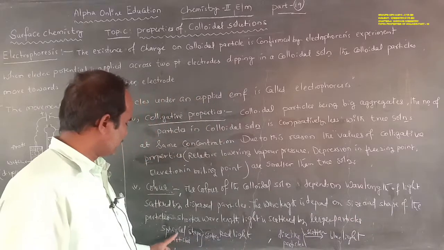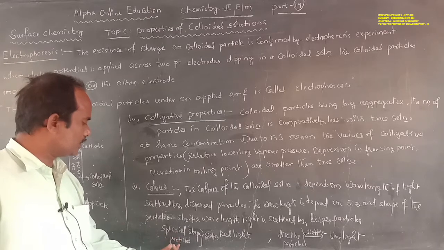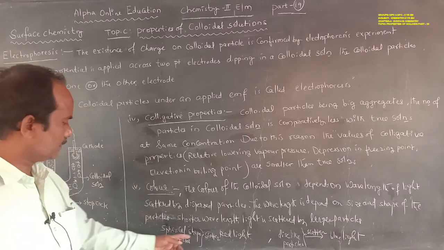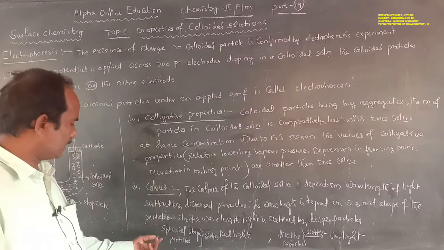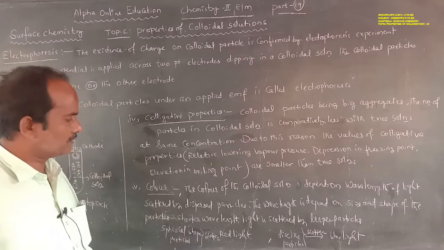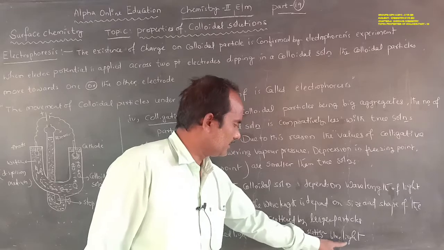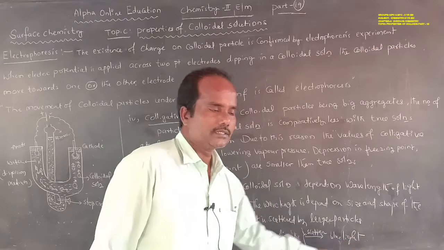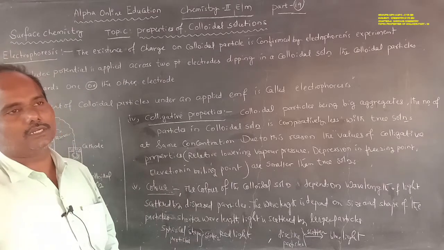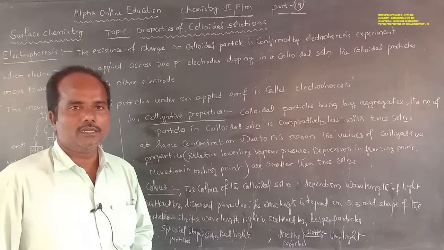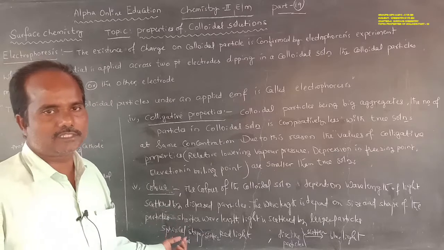Next, regarding shape: spherical shape particles scatter red light, and disc-like particles scatter blue light. So this is about the color of colloidal solutions. The color of the colloidal solution depends upon the wavelength of light scattered by the dispersed phase particles.